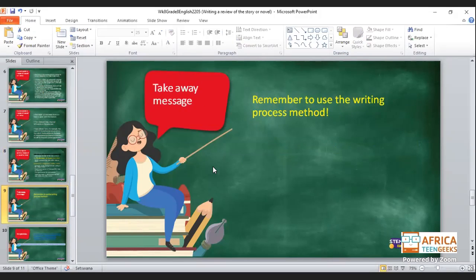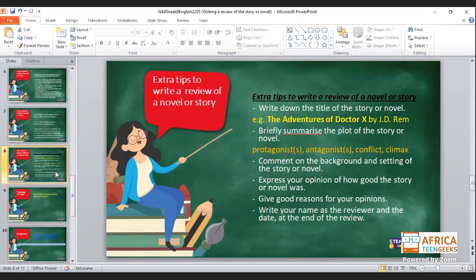All right, so as a takeaway message, remember to use the writing process method. Do you all remember it? It is those 6 steps that we use when we write transactional text: the planning, the drafting, the proofreading, the editing, all those steps. Remember all those steps as you use them.